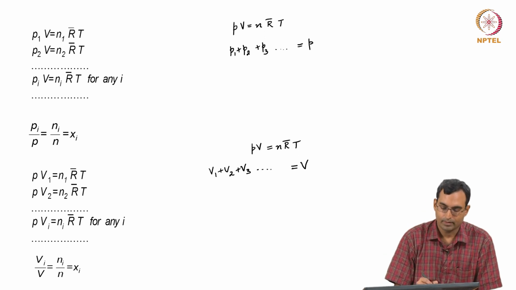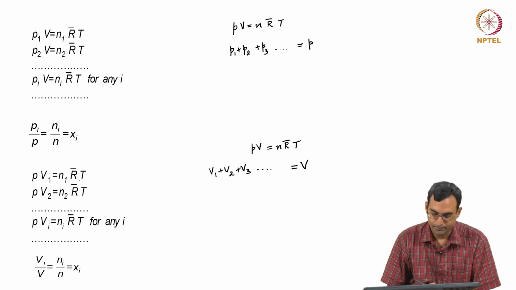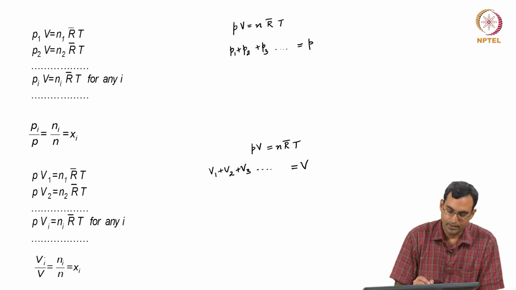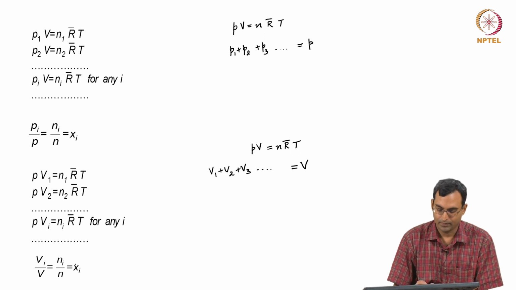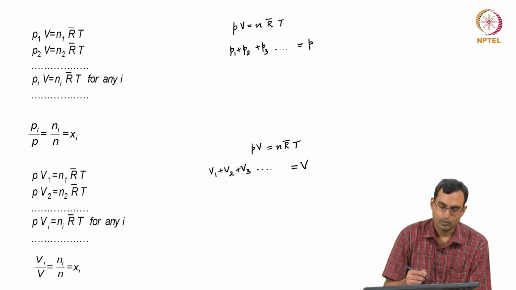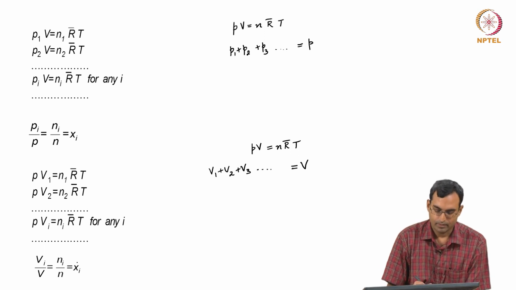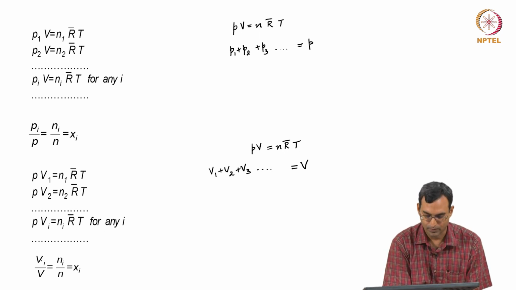So, PV1 is N1 R bar T, PV2 is N2 R bar T, and so for the ith gas we see pressure is the same for all the gases, volume of the gases are different and that depends on the number of moles. So, we have Ni R bar T. So, if I take the ratio of any of these by the total, I get Vi divided by V is Ni divided by N is equal to Xi. So, in this case also the ratio of the number of moles, the total number of moles denotes the mole fraction which we call as Xi.